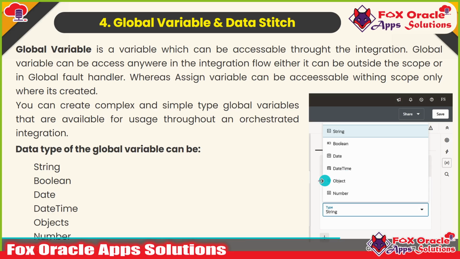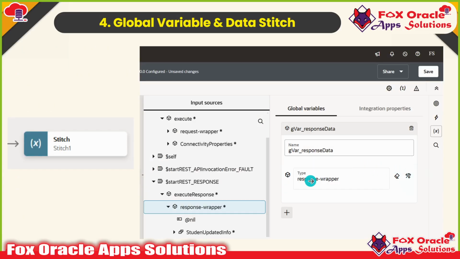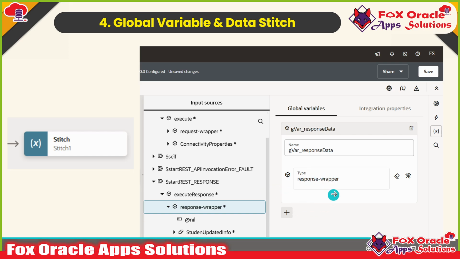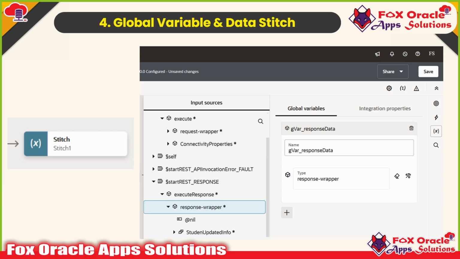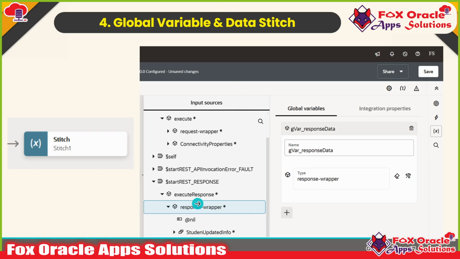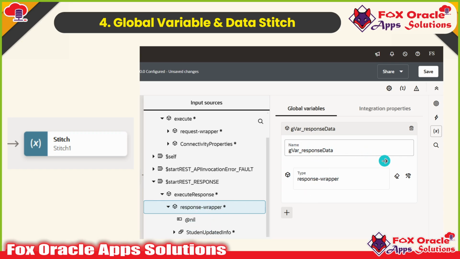Once you select the global variable type as object, it will ask you to provide an element, the node for that global variable. Here you can see on the right hand side we have this node, and I drag this response wrapper node here so that this global variable can store this kind of structure, this kind of endpoint, in that variable. That's what we are going to learn in our session.